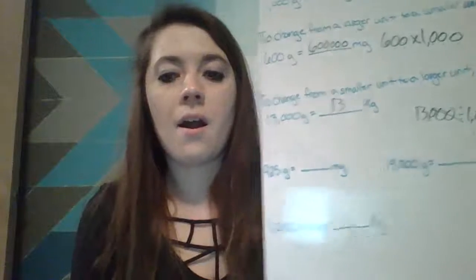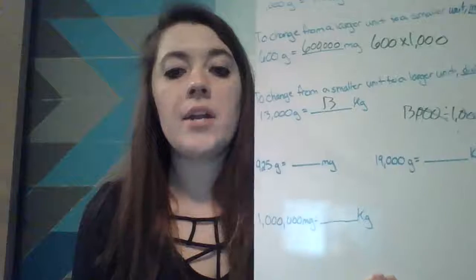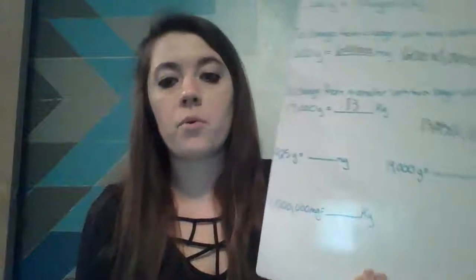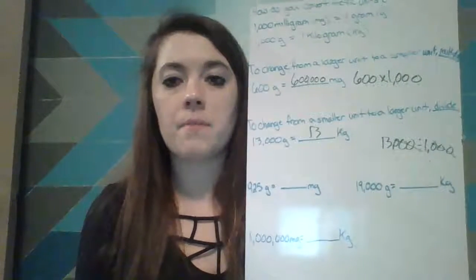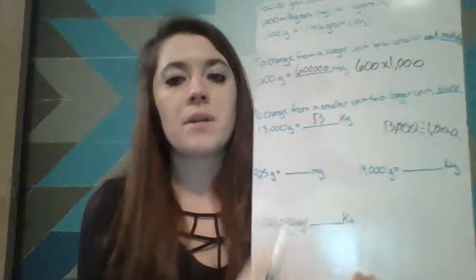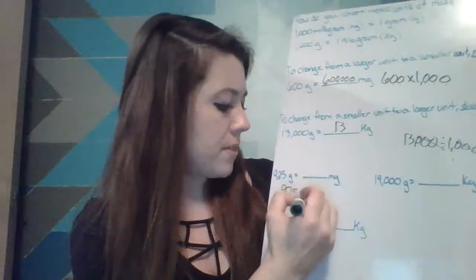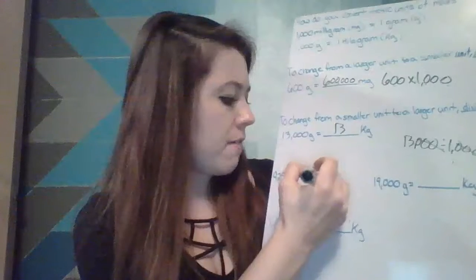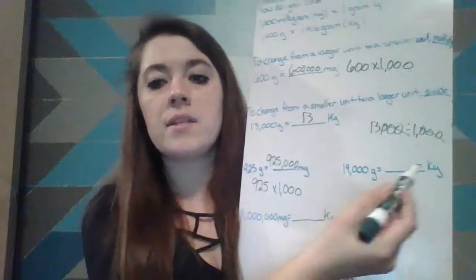All right, our practice is down at the bottom. So 925 grams is how many milligrams? So is grams larger or smaller than milligrams? It's larger, so that means we have to multiply. So we're going to multiply by 1,000. So 925 times 1,000 gives us 925,000.